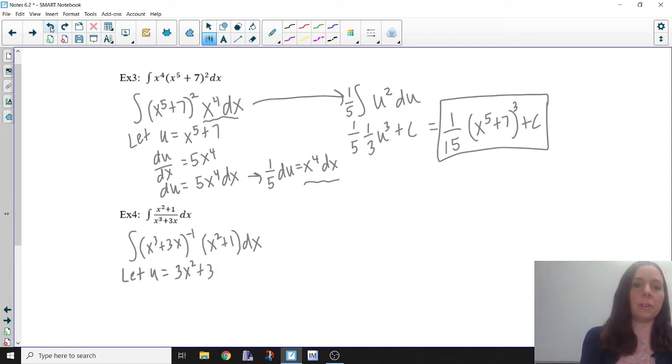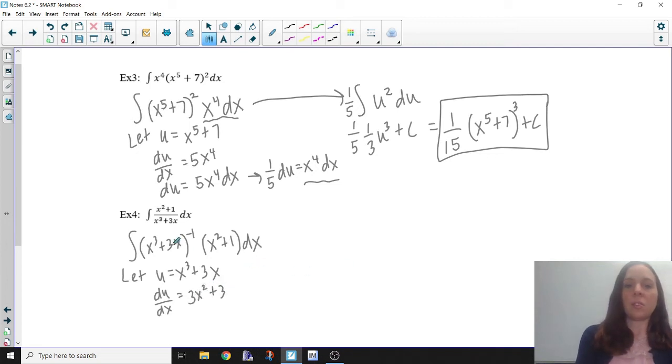Oops, I did the derivative. Oh my gosh, I'm ahead of myself here. du dx is 3x squared plus 3. Okay, so this will become u to the -1. And what's going on here?